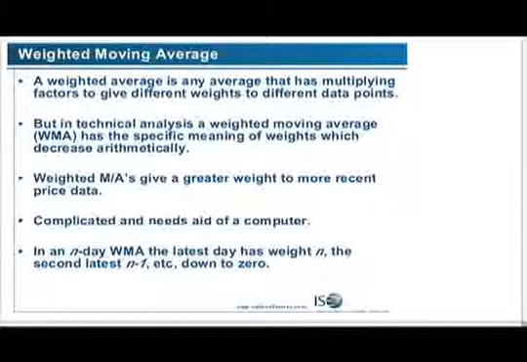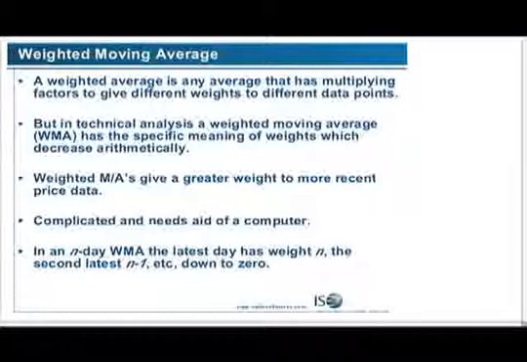Generally speaking, a weighted moving average has a higher degree of weight to the most recent price, and as we see, the weights decrease arithmetically. Weighted moving averages give a greater weight, as I stated, to the more recent price data. It's a little more complicated, needs the aid of a computer, and the formula is, in an N-day weighted moving average, N meaning whether it's a 5-day, 10-day, 20-day, 50-day, the longer the term you're looking for, weighting the more current data, all right?